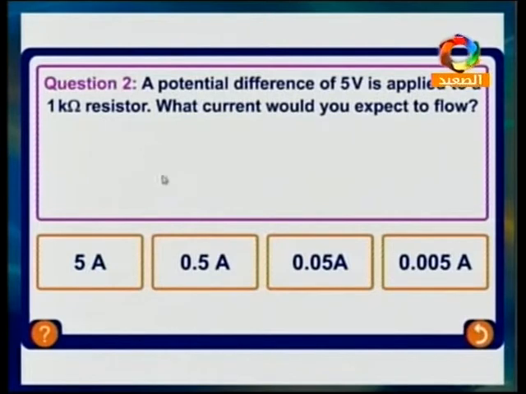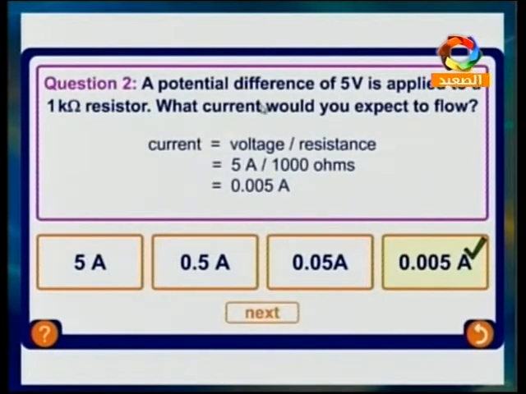Next one. We have a potential difference of 5 volts applied to a resistor of 1 kilo ohm. What's meant by kilo ohm? It's 1000 ohm. So here we have 5 volts and R is 1000 ohm. Which one is right? Yes, this one, very good. Because 5 volts divided by 1000 ohms equals 0.005 amperes.